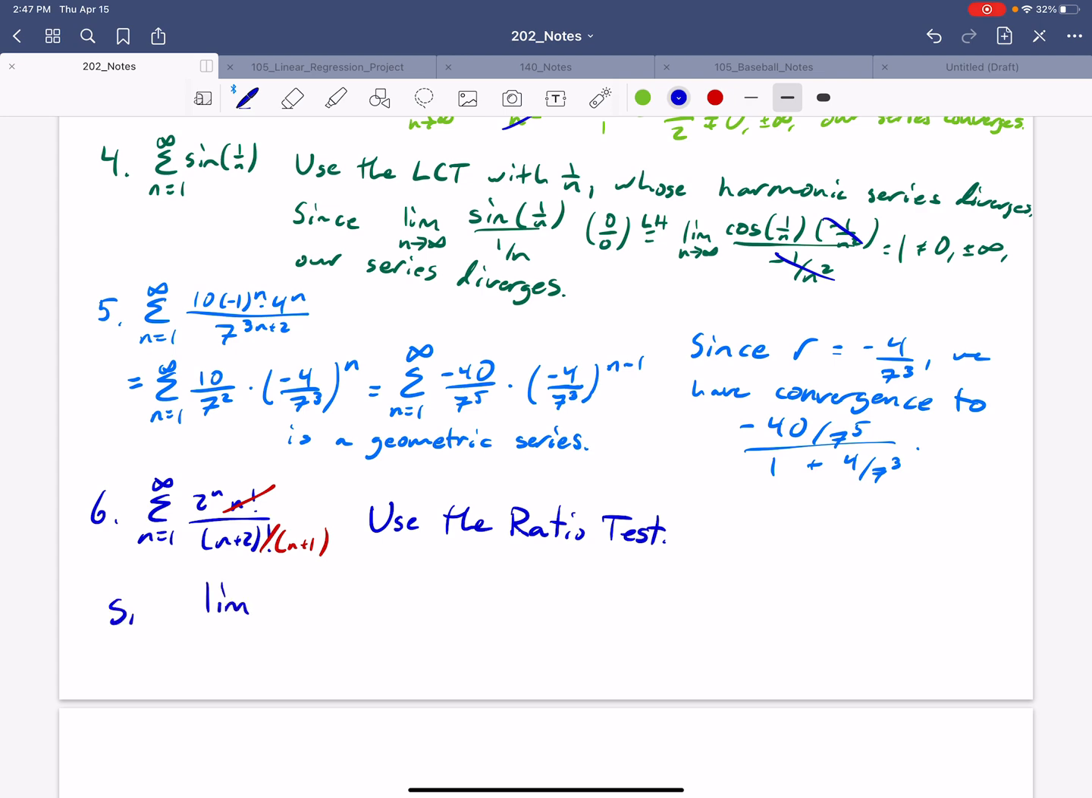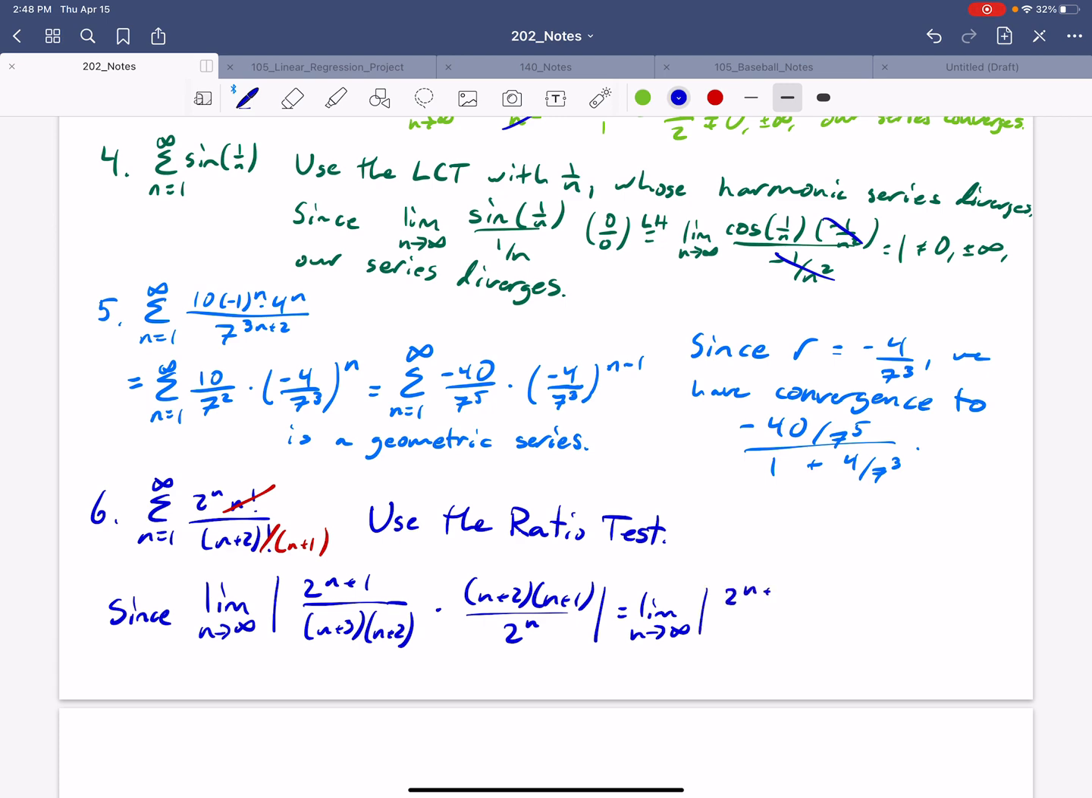Right, I'll say since the limit as n approaches infinity of absolute value. Always include that absolute value, right? And we're doing n plus 3, n plus 2, times n plus 2, times n plus 1. Right? And you can group things if you'd like. Might be a good idea. Takes an extra minute. I think it's worth it. Right, this cancels pretty nicely. That all cancels. And we just get 2, which is greater than 1. So our series diverges.